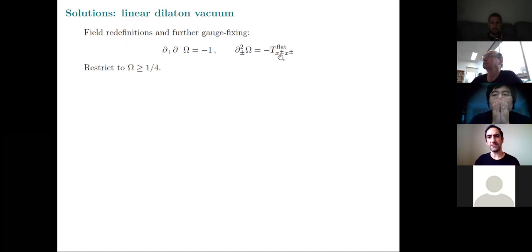They look like this. T flat is just a stress tensor without taking into account the contribution from the Weyl anomaly. This will become clear in a second. And this model is often analyzed in a particular way. The dilaton is restricted to some range. This 1/4 is convention dependent. It's not important, but it's restricted to some range.